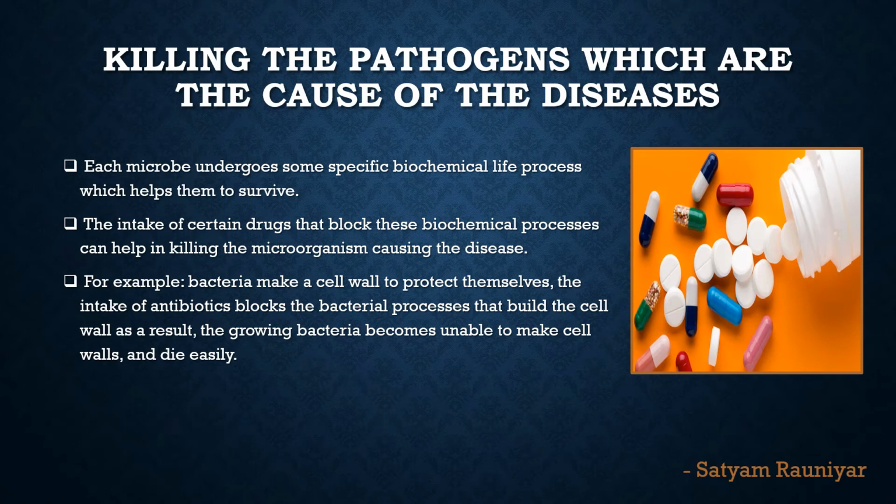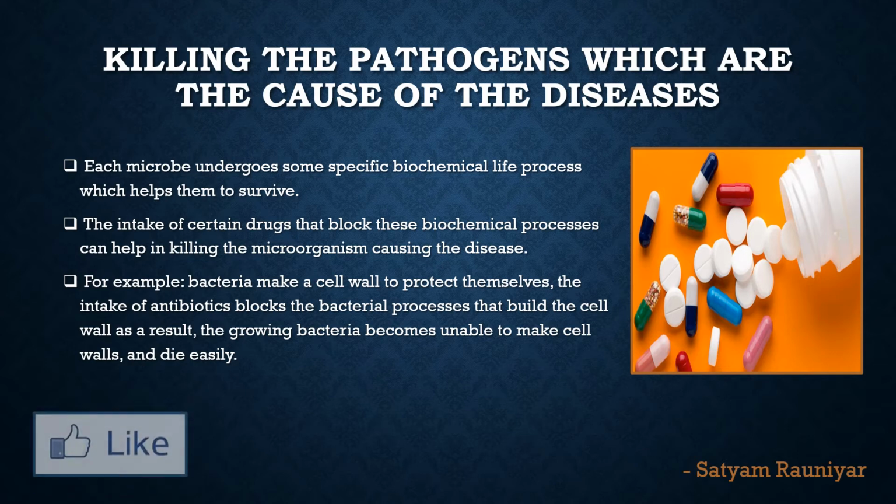Each microbe undergoes some specific biochemical life process which helps it to survive. The intake of certain drugs that block these biochemical processes can help in killing the microorganism causing the disease. For example, bacteria make a cell wall to protect themselves. The intake of antibiotics blocks the bacterial processes that build the cell wall. As a result, the growing bacteria become unable to make cell walls and die easily.